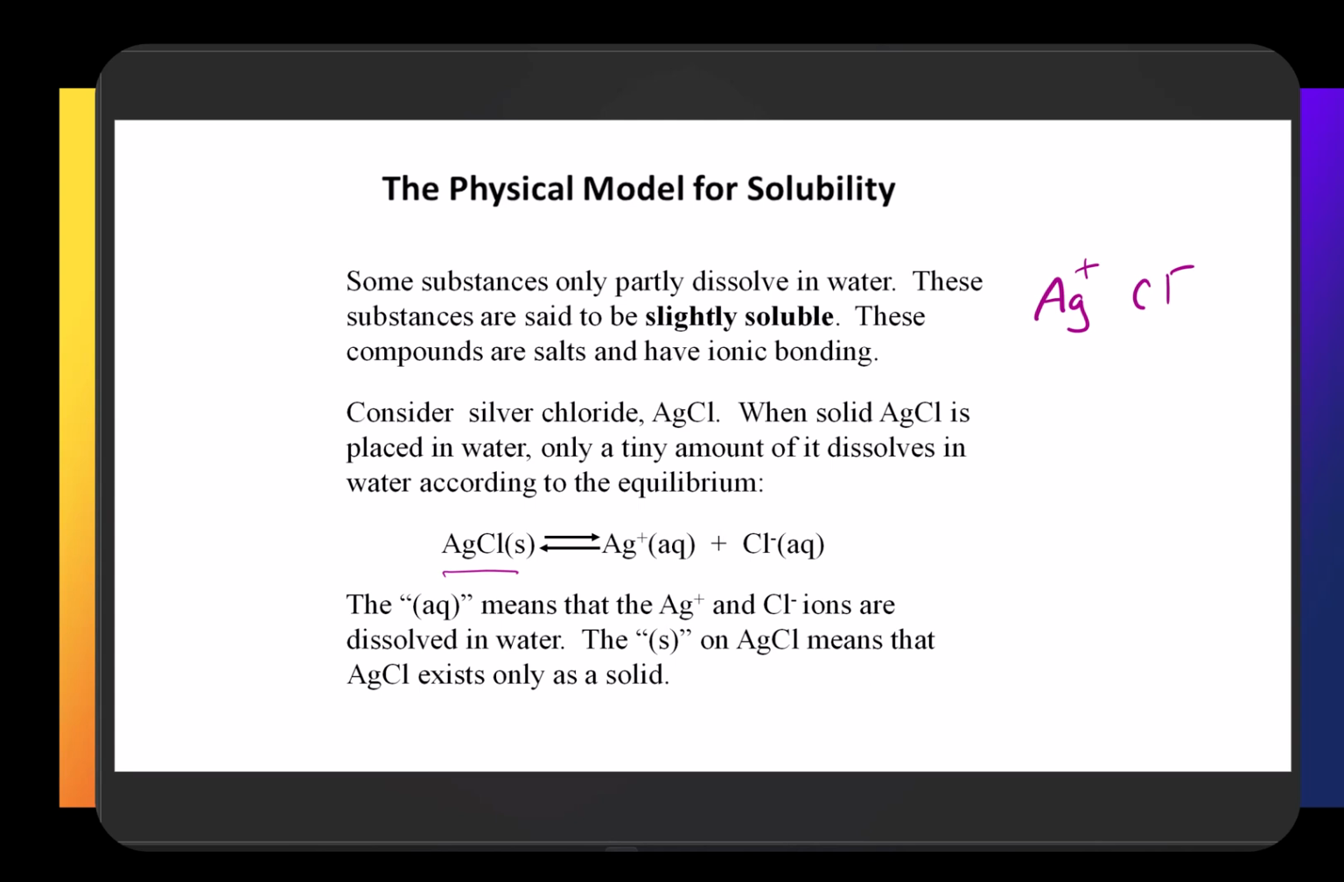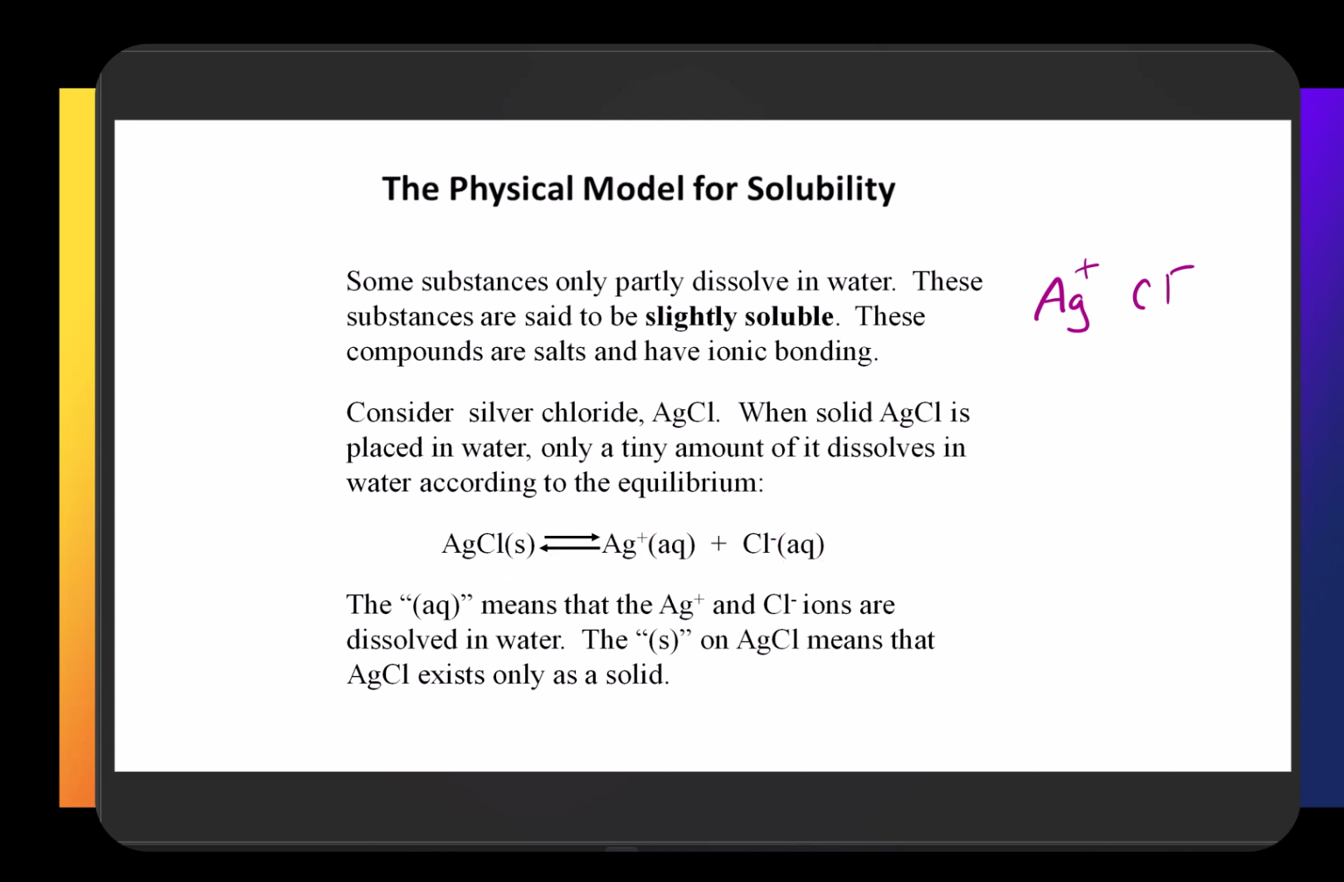We start in the solid phase. We could have crystals in the bottom of the beaker, or we could have tiny particles of silver chloride suspended in the solution, making it cloudy. When it dissolves, the ions break out of the crystal lattice, giving a positive silver cation and the chloride anion, but these are in the aqueous phase. So we have two different phases. We have solid and aqueous, making the system heterogeneous.